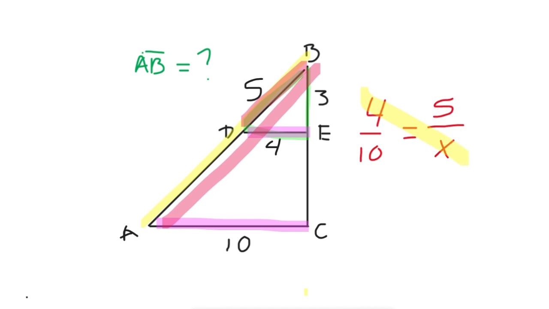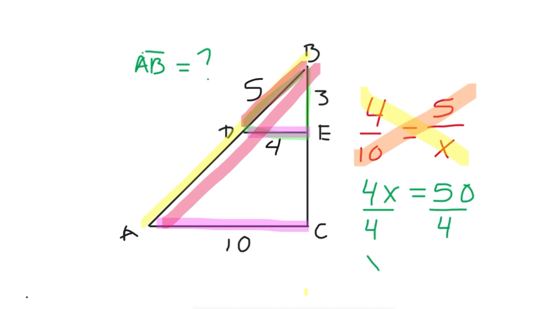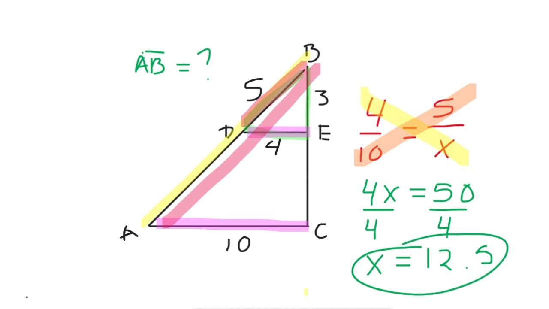Now, if you remember, we are going to cross multiply. So we're going to get 4x equals 50. Now we're going to simply divide both sides by 4, and we get x equals 12.5. So what is the length of AB? The length of AB equals 12.5.